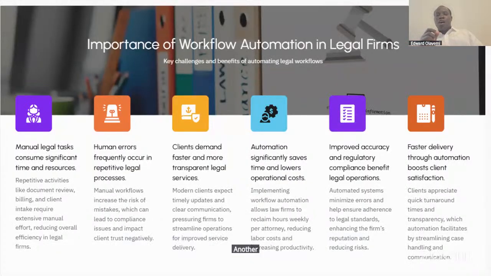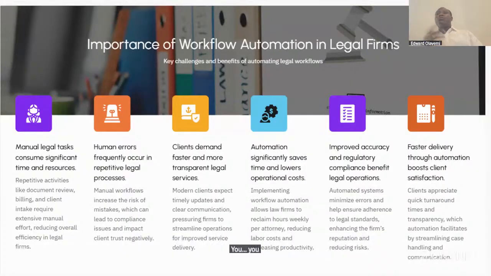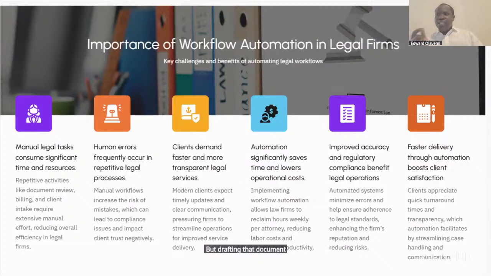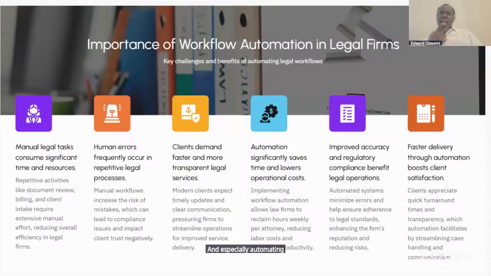Another reason we do automation is because of human error, right? Human error will frequently occur, because when you do something over and over again, you tend to overlook some important clause in the document. You are familiar with a lot of documents, and most of the time you think all of them are the same, whereas the other party drafting that contract intentionally put in one little clause that would favor them more, or that would create some level of exposure for your client or for the business, right? And that is why we want something that can help us automate the process, especially the review.